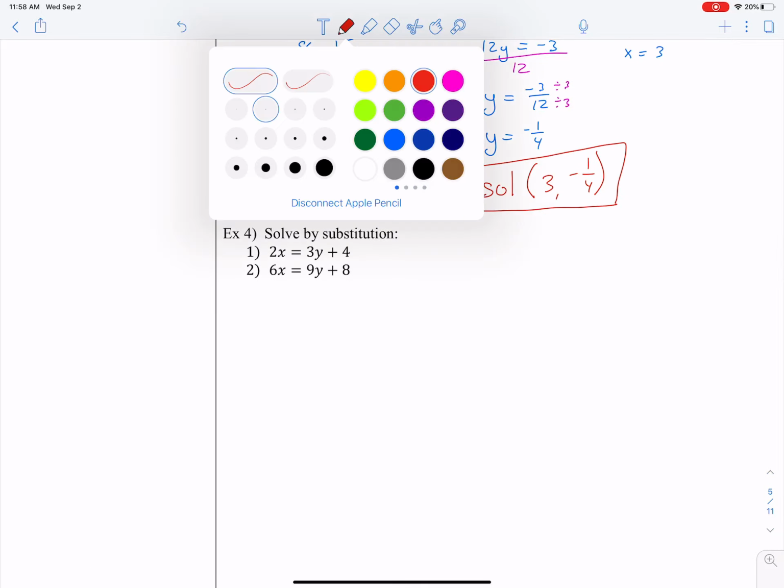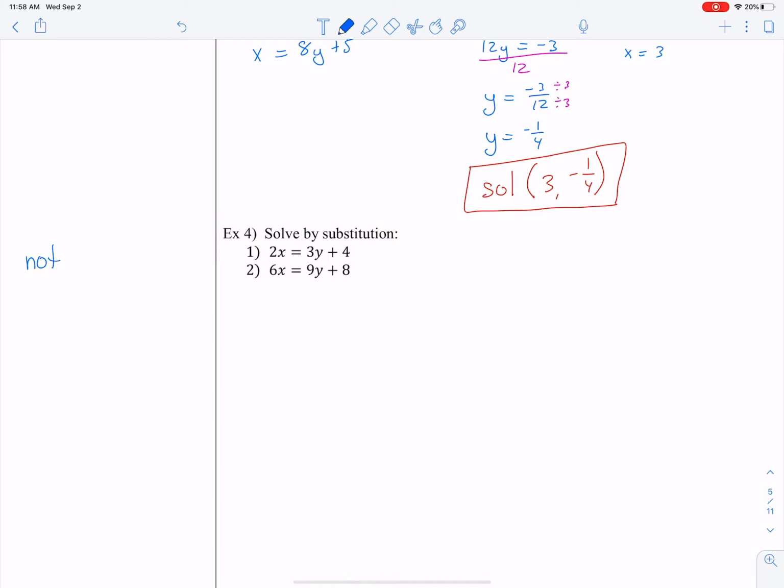I'm going to write a note on the side here. Okay, my note is if you get something that says 0 is equal to 0, that means you have infinite solutions. If you get 0 and then it does not equal 0, that is no solution. Okay. So we're going to look at this example. It's going to be either infinite solutions or no solution, just so that you can see what that looks like. Our steps are going to be the same.